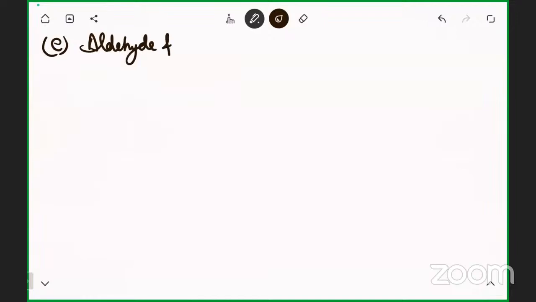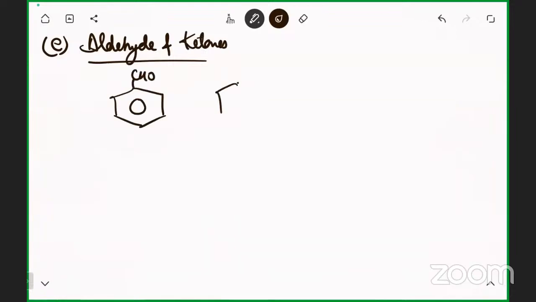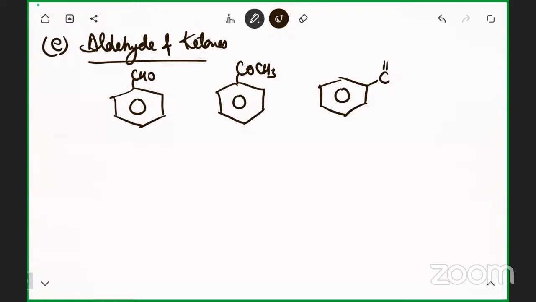Aldehydes and ketones, same as we were doing in that particular book. That is benzene having CHO, benzene having COCH3. Okay, I'll do two. One more is there: benzene, C double bond O, single bond, benzene. When benzene is present with the aldehyde, we consider it benzaldehyde.